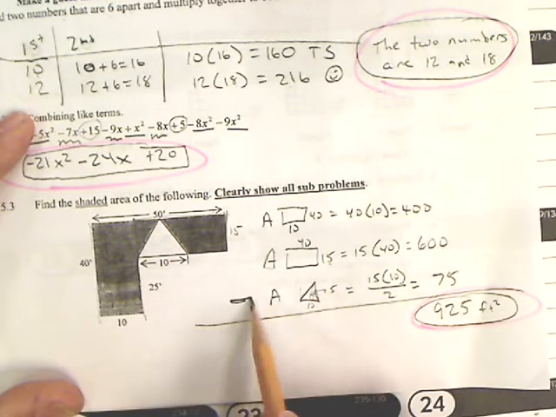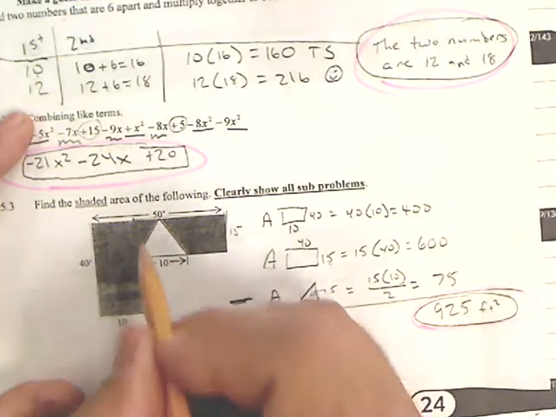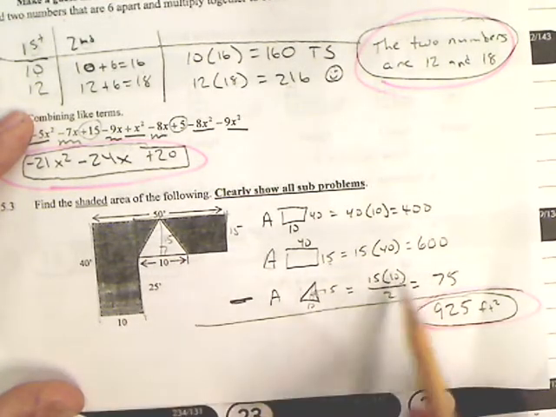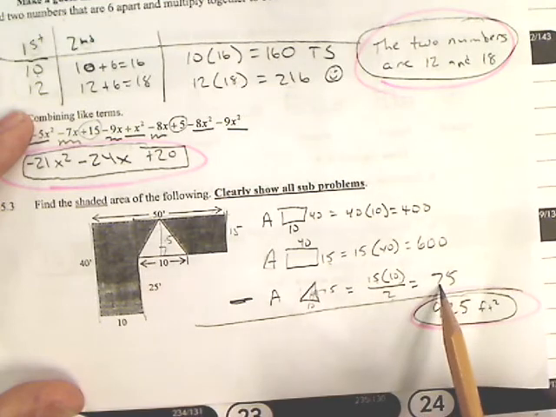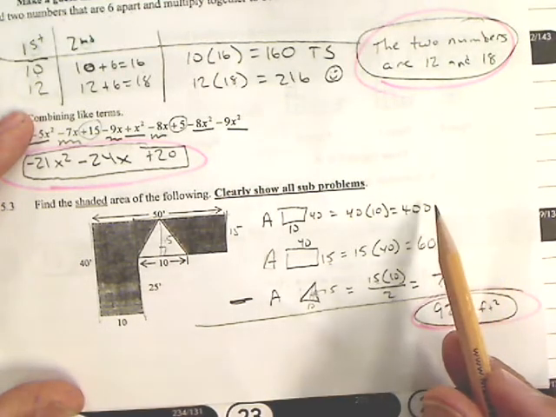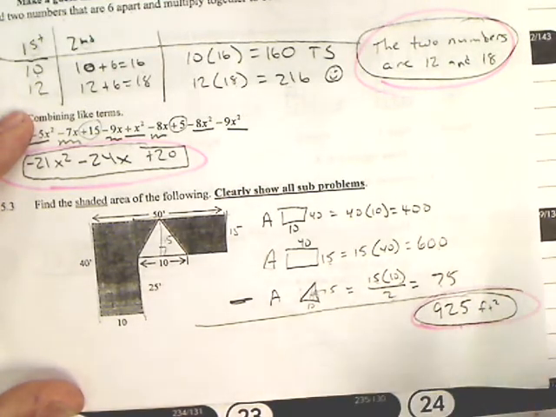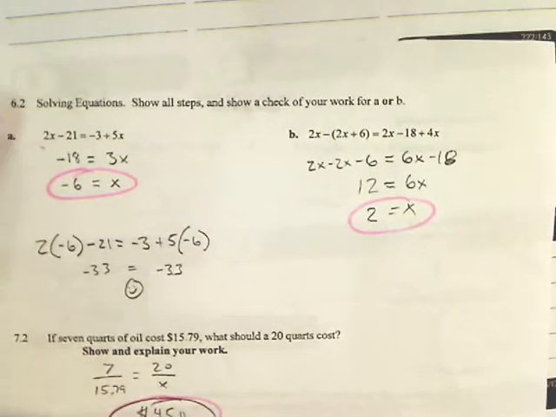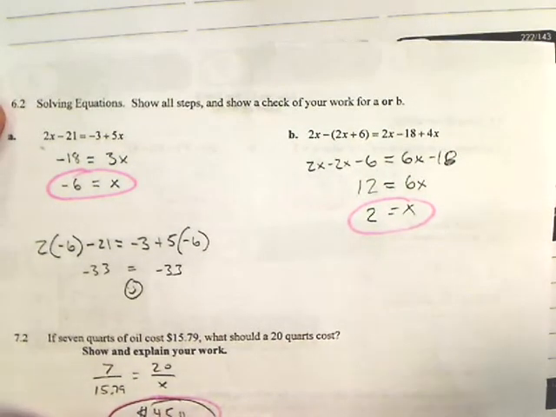Then I had to subtract out the triangle, which its height was 15. Base was 10. So 15 times 10 divided by 2, 75. Add, subtract, 925. Flipping it over. Most people got these correct.